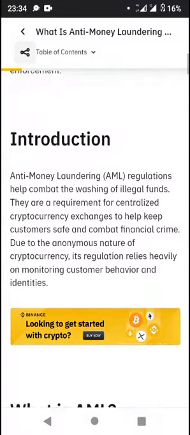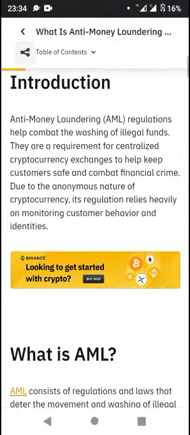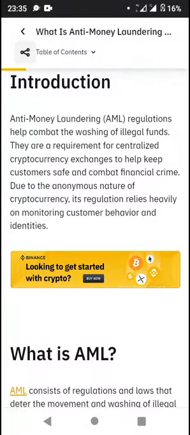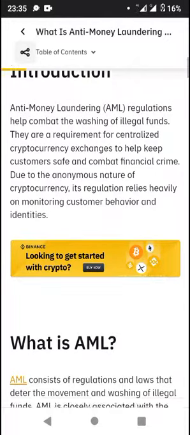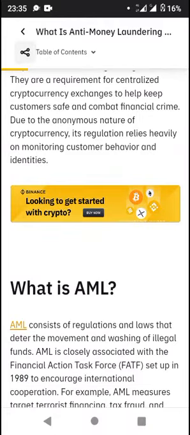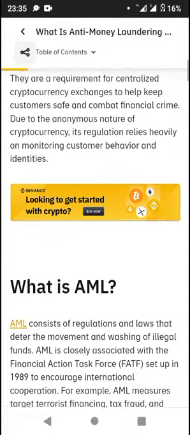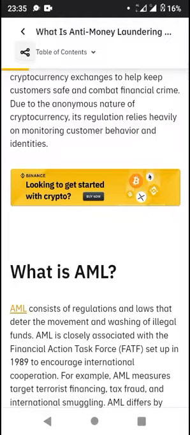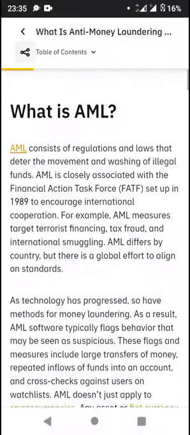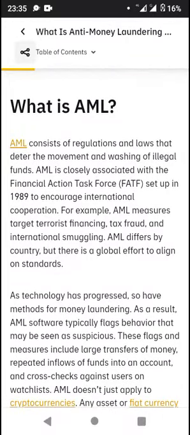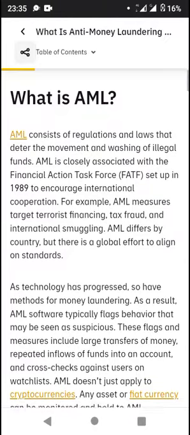Introduction: Anti-money laundering (AML) regulations help combat the washing of illegal funds. There are requirements for centralized cryptocurrency exchanges to help keep customers safe and also combat financial crime. Due to the anonymous nature of cryptocurrency, this regulation relies heavily on monitoring customer behavior and identities. AML consists of regulations and laws that deter the movement and washing of illegal funds.